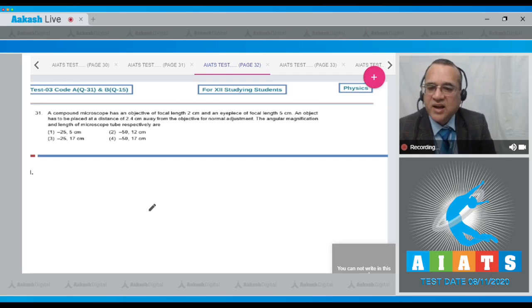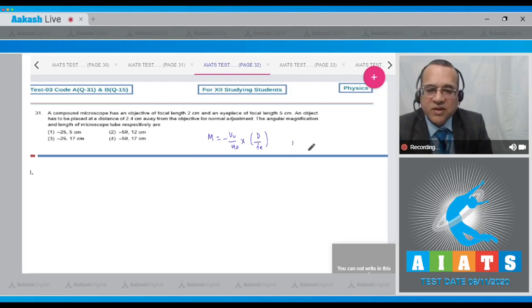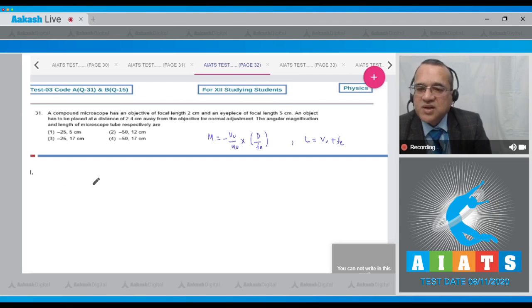Now dear student, the final image is at infinity for the normal adjustment. Then the magnification is (V0/U0)(D/Fe), and inverted, so minus. The length of the tube will be equal to V0 plus Fe. Now, what is given? F0 is given equal to 2 cm and Fe is given equal to 5 cm. U0 is equal to 2.4 cm.